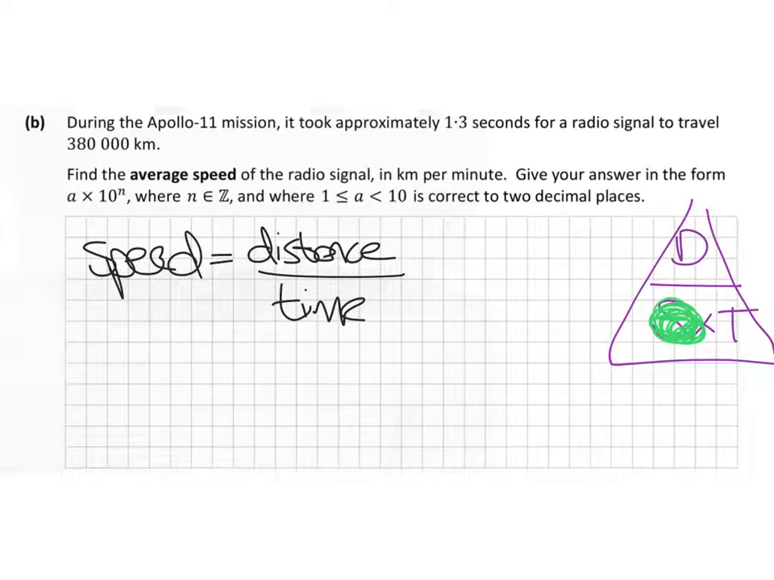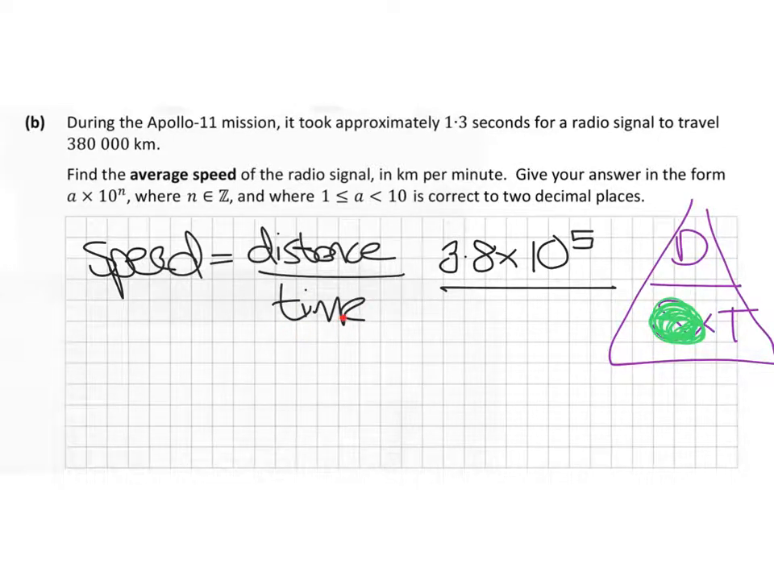Our distance here is 380,000 kilometers, but I'm going to write that in scientific notation. So 380,000 kilometers will be 3.8 multiplied by 10 to the power of 5, over. Now, this is where it can be tricky.